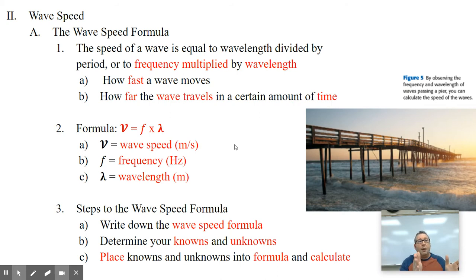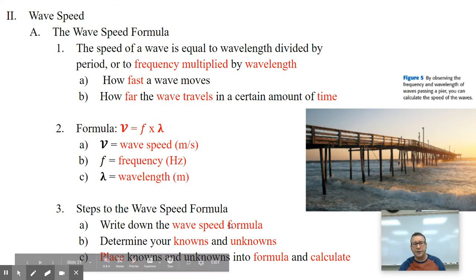Anyway, this tells us how fast a wave moves and how far the wave travels in a certain amount of time. One of the formulas that we're going to work with today is V, the wave speed measured in meters per second. That gives you an idea of what units we have to be in, and it is equal to frequency in hertz times wavelength in meters. So wavelength must be in meters. So write down the wave speed formula, determine the knowns and unknowns, place the known values and unknowns into the formula, and calculate. We've kind of shortened up the steps to calculating this.